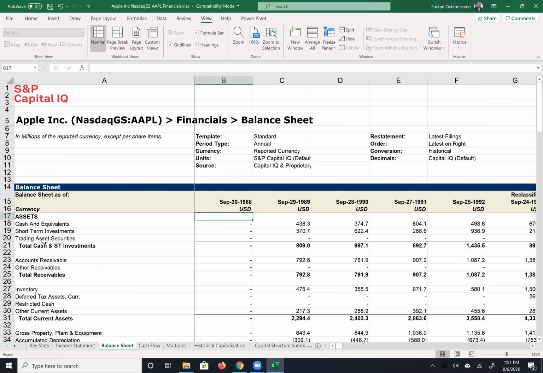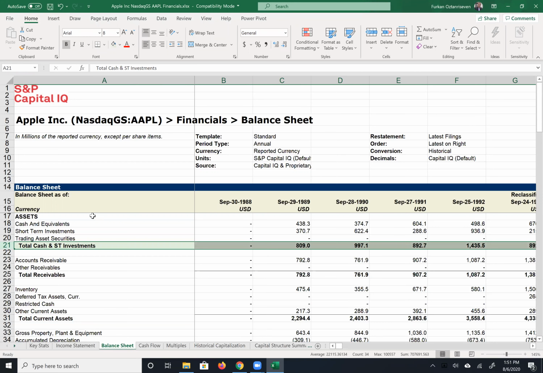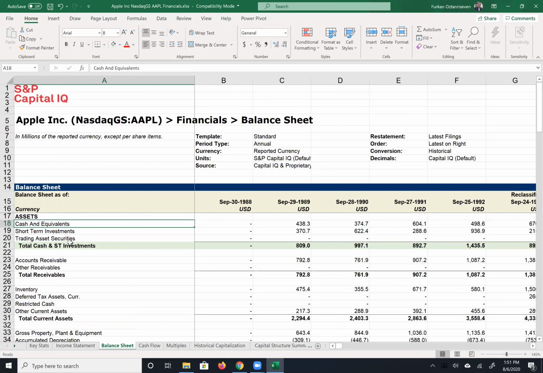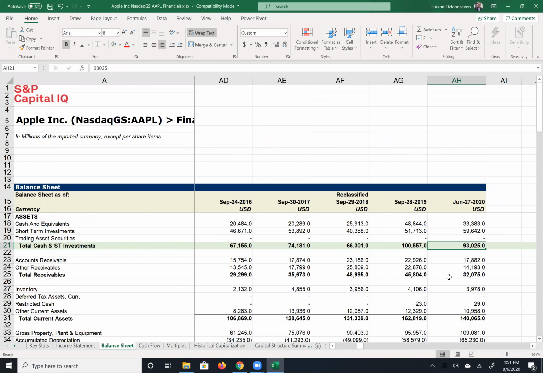Under assets, we have current assets, which are the assets that you can basically convert to cash within 1 year. And within this category, I would like to first talk about total cash and short-term investments, which is row 21. Let me just color this one. And here we have cash and cash equivalents, short-term investments, and trading assets of securities. So now if I look at these numbers, you can see that Apple has $93 billion of total cash and short-term investments. That's quite a bit of money, almost $100 billion.